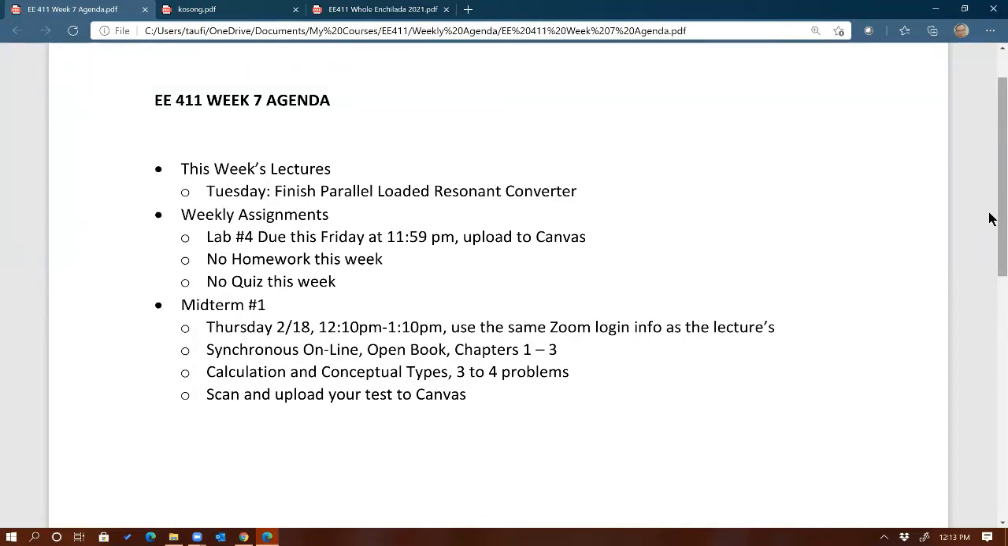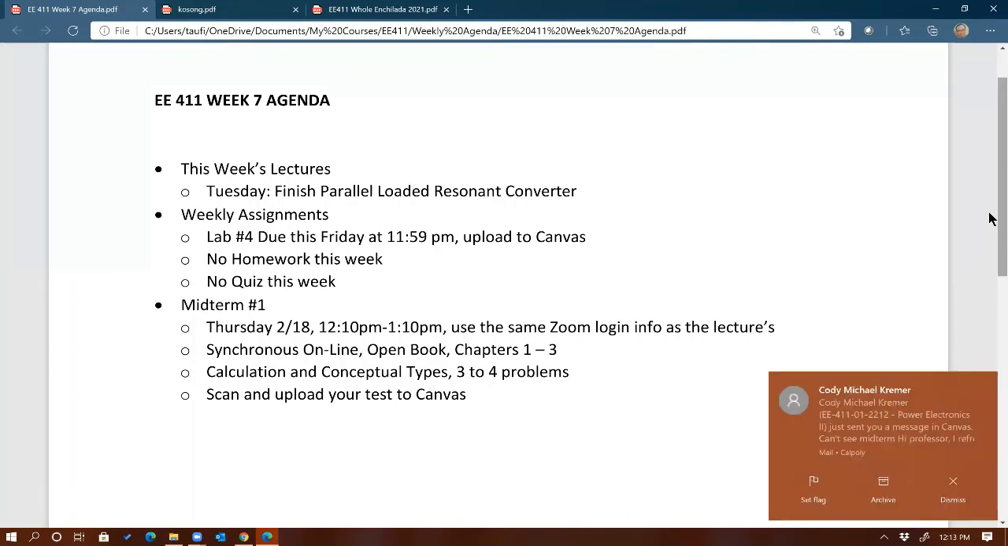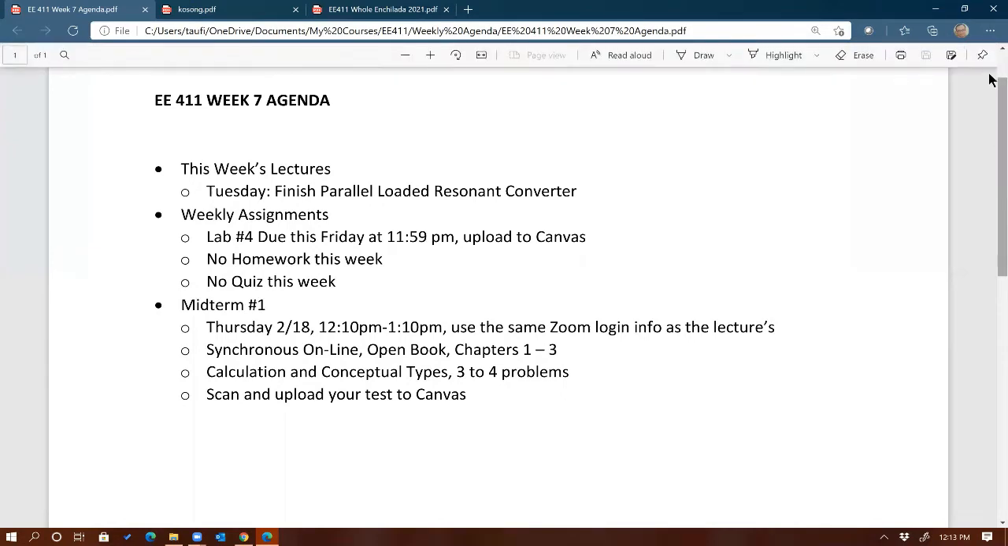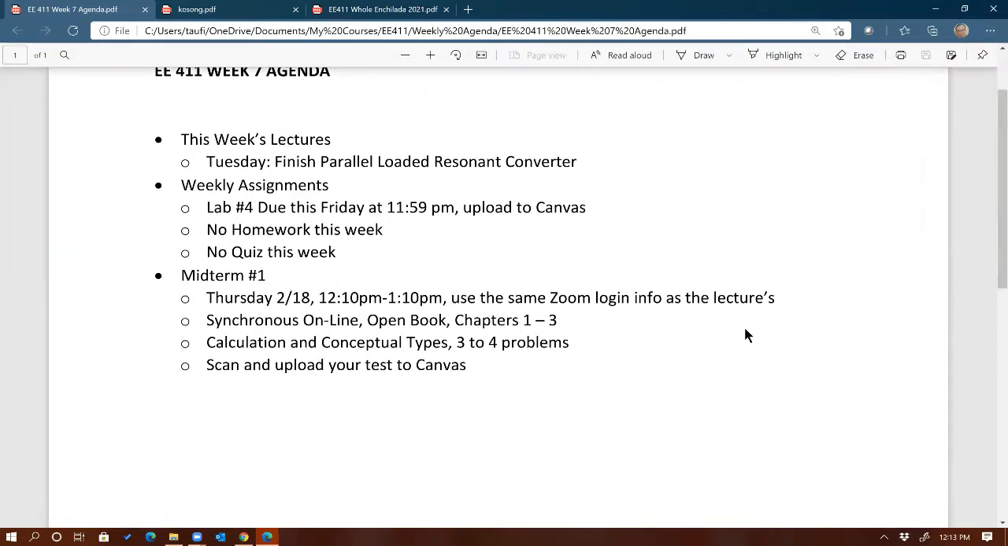The experiment is going to be on series loaded resonant, okay? And then the lab report is due this coming Friday at 11:59 p.m. Right? So no homework, no quiz this week, but there is a midterm this coming Thursday, an hour midterm. Use the same Zoom login as the lecture. So please, it's a synchronous midterm as well. So please log in as usual for lecture.